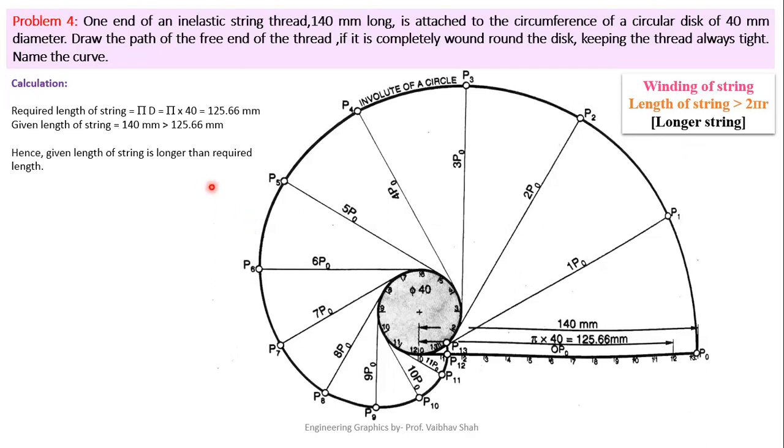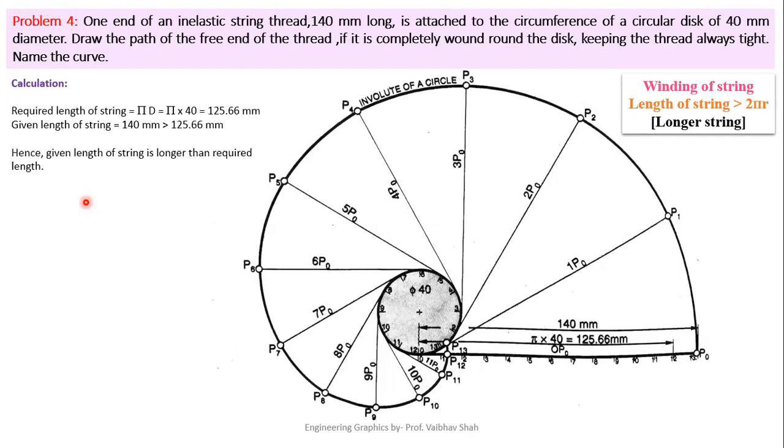So let us start the first calculation. Required length of string is exactly equal to pi d, where d is 40 mm. So we'll be having 125.66 mm. Now the given string length is obviously 140 mm from your example. So we are having two different lengths, and we have to compare these two. As we can see, 140 is obviously larger as compared to 125. So hence, the given length of string is longer than the required length. So this is obviously the example of a longer length.